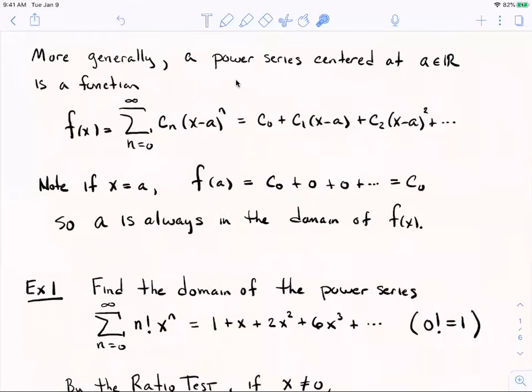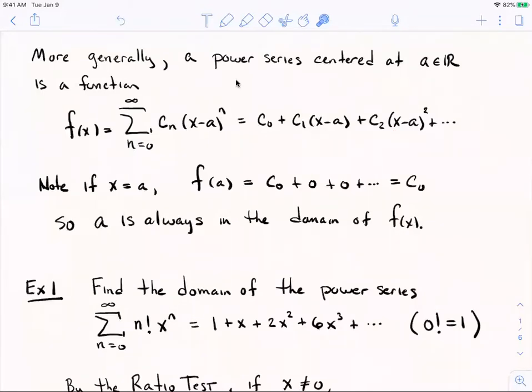So hopefully it makes sense that if A is equal to 0, this expression just becomes the one that was written before. Stop the video and go back and look at it. If A is equal to 0, instead of writing x minus 0 everywhere, we just write x. Okay, same definition for domain. You plug an x value into this series and it converges, it's in the domain. If it diverges, it's not.